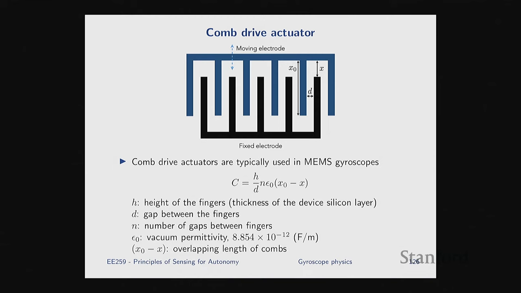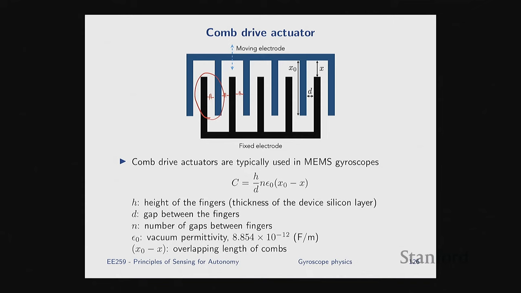So black is your fixed electrode. It has these fingers. And then the blue is your moving electrode. By the electrostatic force that you generate, the top one can move up and down with respect to the bottom one. It has a simple geometry that we can basically analyze analytically. Essentially, between every two plates you have some capacitance, right? So you have capacitance here, here, here, and so on. Each of these you can approximate by a parallel plate capacitor. So it's like you have n parallel plate capacitors side by side. And we know what the capacitance of a parallel plate is.